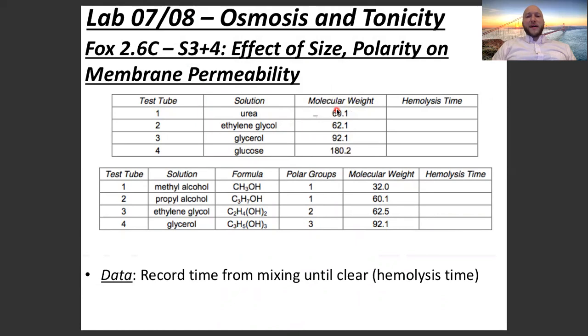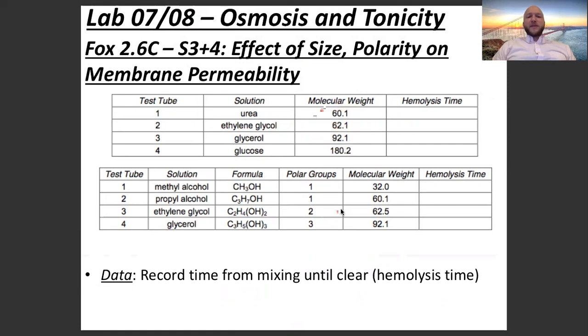Now, molecular size is really hard to calculate. Molecular weight is much easier. So we're using molecular weight as a proxy, an approximation for molecular size. So does size have an effect on hemolysis time?